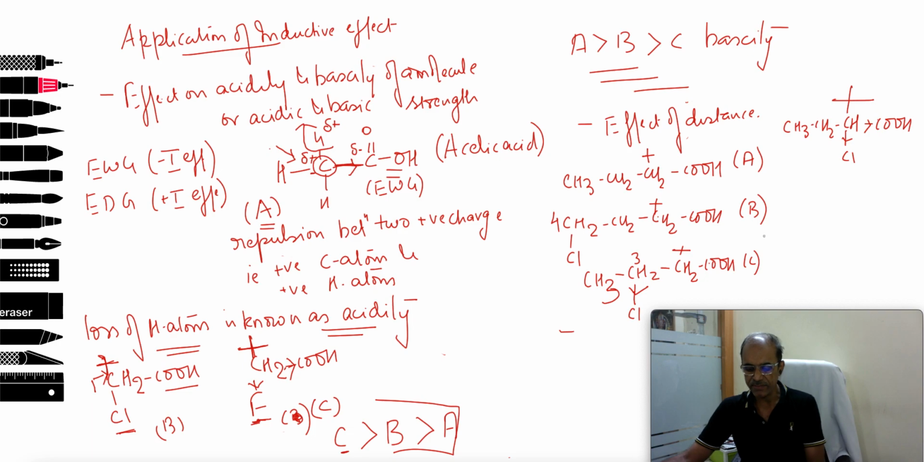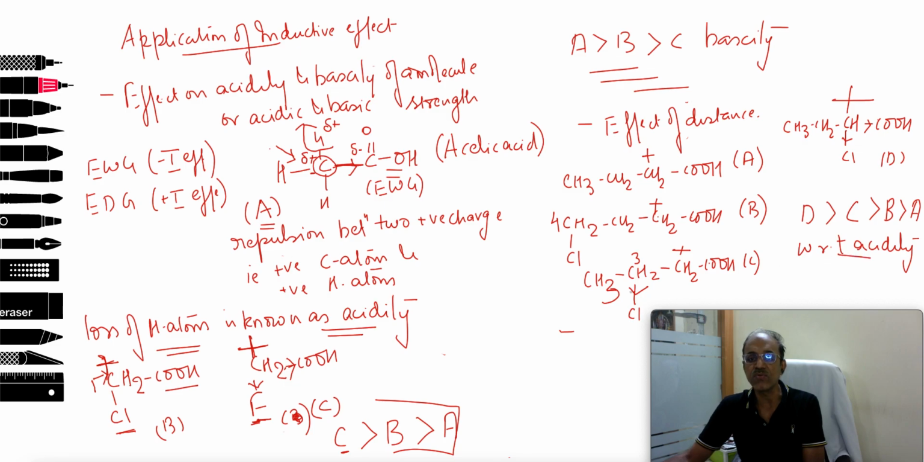So I can say easily that A, B, C, D, suppose this is D, I can say D is more than C, which is more than B, which is more than A, with respect to acidity.